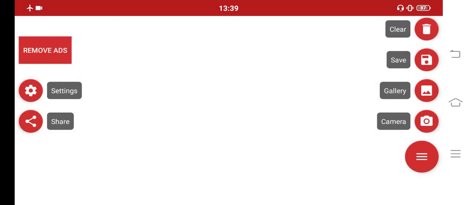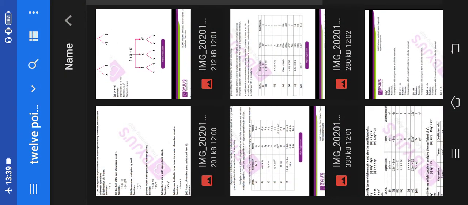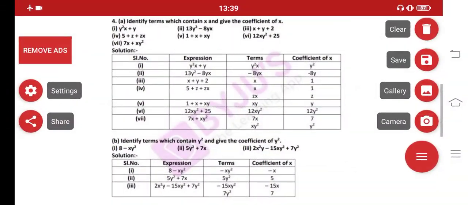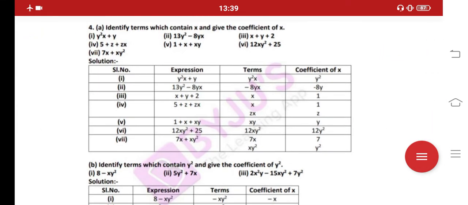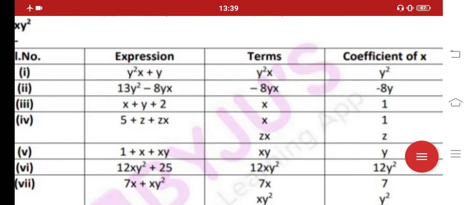Now let us see question number 4. What is given in question number 4? So see, this is our question number 4. What is given here? Identify terms which contain x and give the coefficient of x. So first, from this expression, we need to find out which term is containing x.